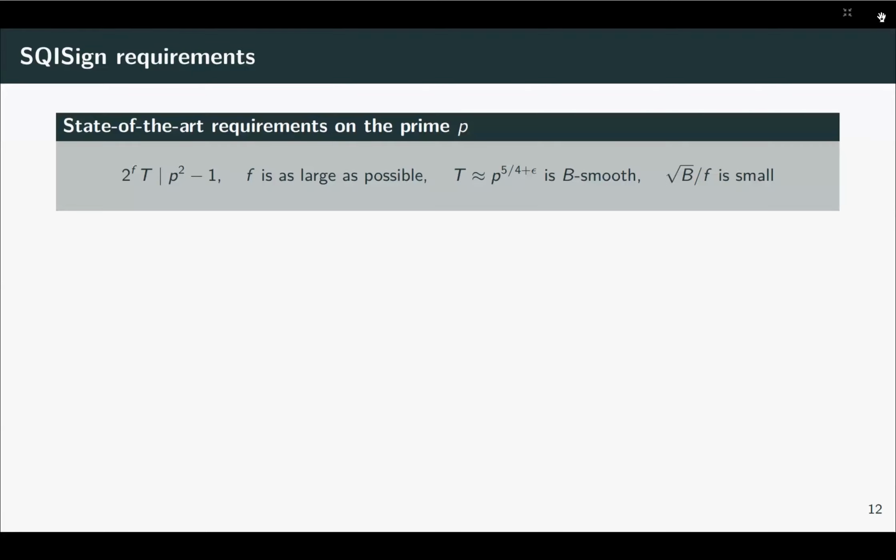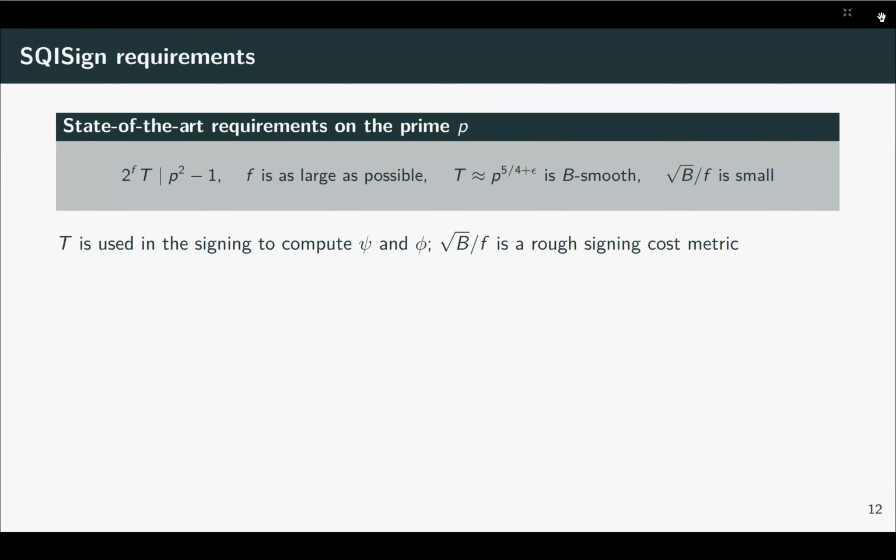So in terms of the prime, what specifically do we need? Currently, the state of the art requires a prime where p squared minus 1 decomposes into smooth factors. We have a power of 2 times some smooth factor t. This power of 2, we want it to be as large as possible, and we want to reduce the smoothness bound of t as small as we possibly can to make our isogenies.